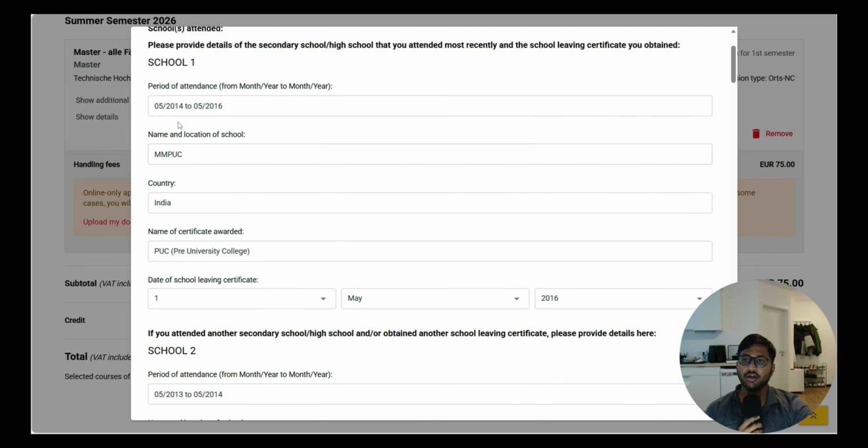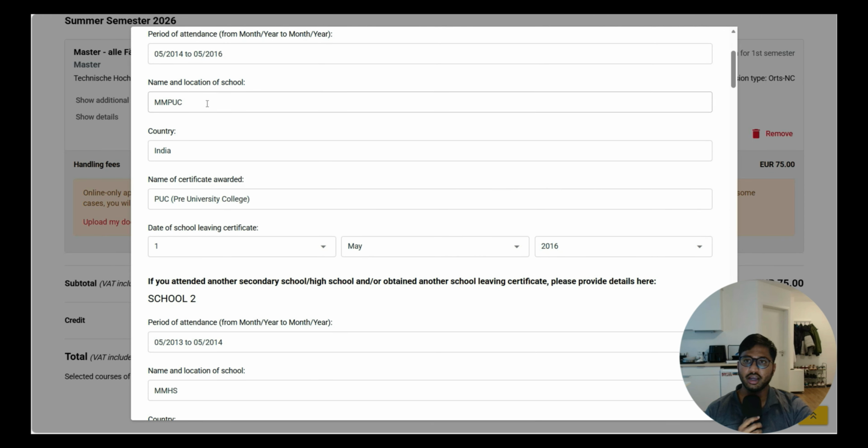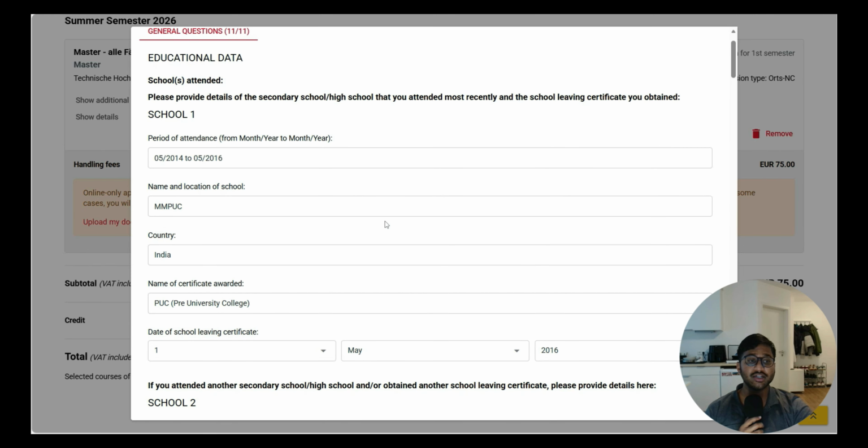In your states and countries, if they call it as 11 and 12, then please give in 11 and 12th. Then you have to give in 2 years when and where you studied, from when to when. So I studied from 2014 to 2016, and name of the institution that I studied is Marimalappa's Pre-University College, and country is India. Name of the certificate awarded was Pre-University College. That's the university degree that I did, and the school leaving certificate was awarded on 1st May 2016. So this is the information about my 12th standard.